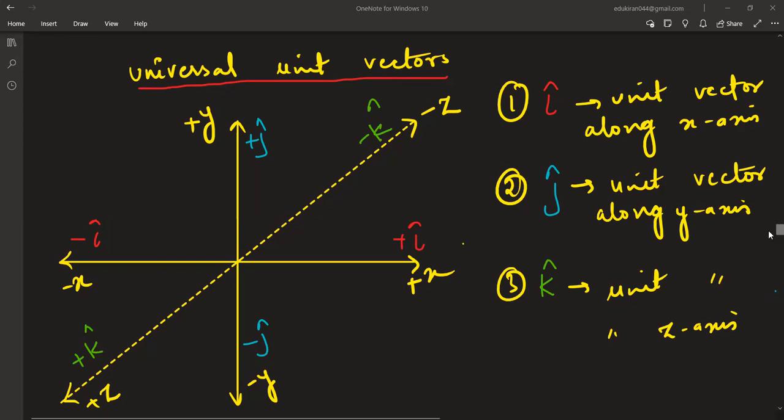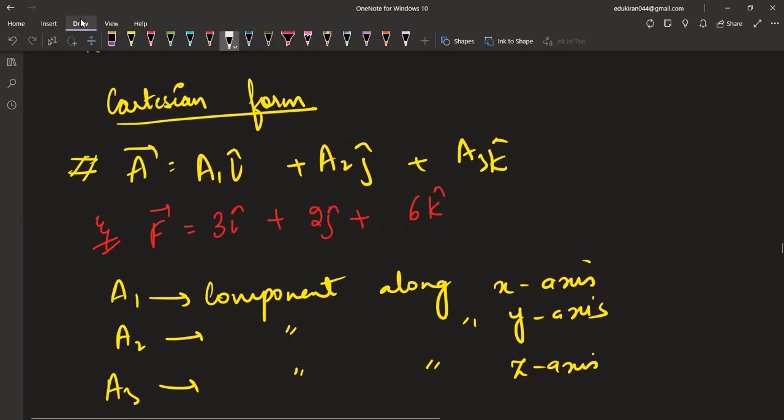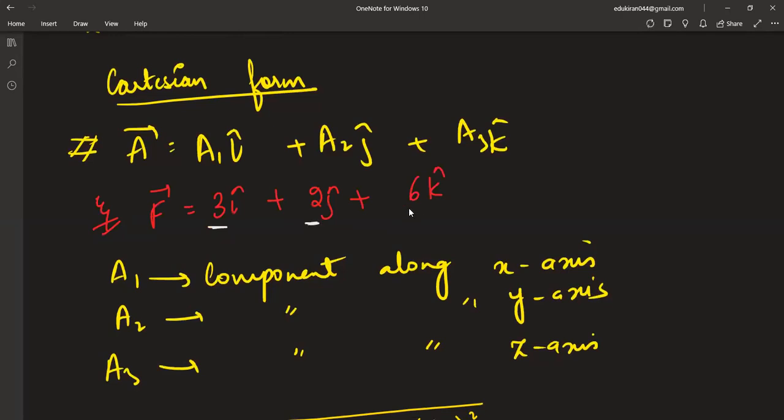Now let us see the actual calculation part. How do we actually write the vectors in Cartesian form? For example, I am writing force as 3 I cap plus 2 J cap plus 6 K cap. So what is this 3? What is this 2, 6? These are the coefficients of the unit vectors, which I have represented as A1, A2, A3.